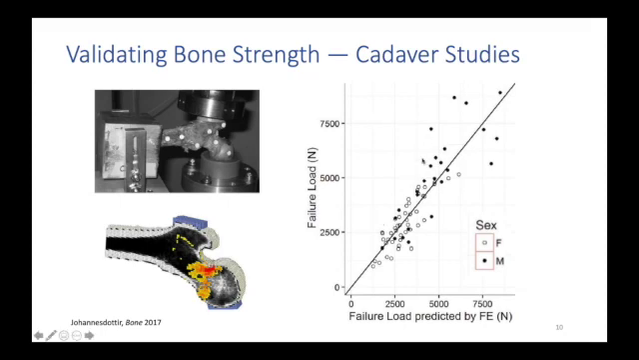And it did very well, as you can see here, strong correlation, and the line there is pretty much a y equals x line. So when you say the strength from the finite element model is 2,500 newtons, on average it is 2,500 newtons. So that was a nice study to validate the absolute accuracy of the measurements, and it's good for both sexes.